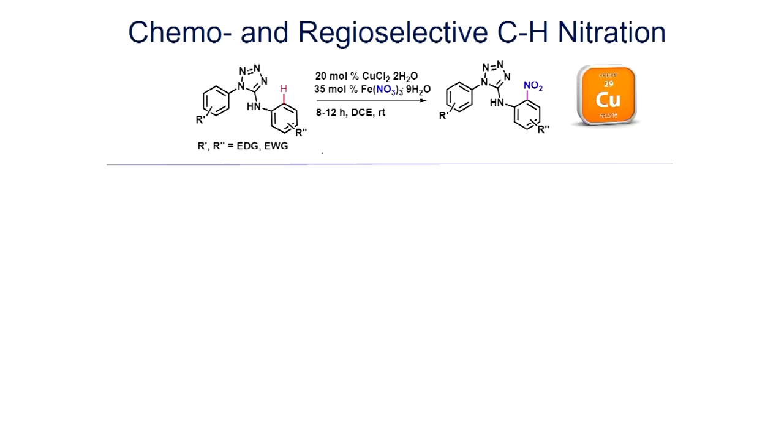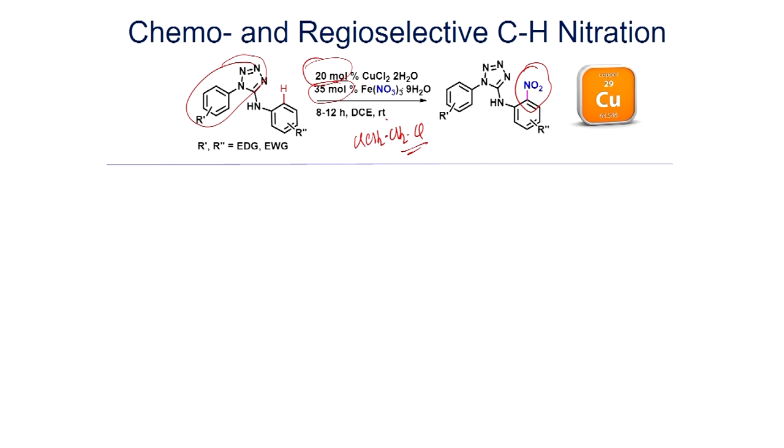What we found in our lab, when you have this aniline derivative and you react this compound with a mixture of copper(II) chloride and Fe(NO3)3, you can see here the ratio, 20 mole percent and 35 mole percent, when you take this mixture, and 1,2-dichloroethane as a solvent at room temperature, you mix this, you will be able to introduce a nitro group. In this way you can make the ortho nitro derivative.